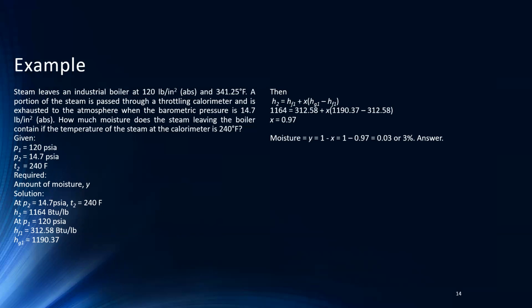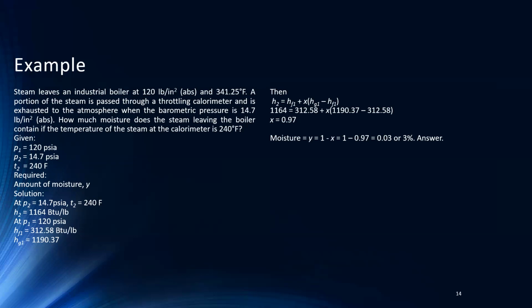Given: P1 is 120 psi, P2 is 14.7 psi, T2 is equal to 240 Fahrenheit. Required: amount of moisture. Solution: at P2 of 14.7 psi and T2 of 240 Fahrenheit, from the steam table, H2 is 1164 BTU per pound. That is the throttling calorimeter. Then at P1 of 120 psi, HF1 is equal to 312.50 BTU per pound, and HG1 is equal to 1190.37. The steam exhausted to the atmosphere will condense there.